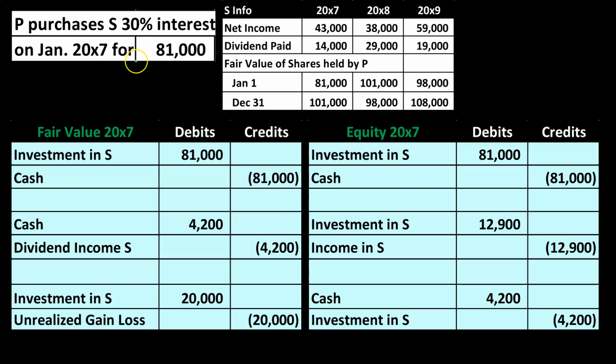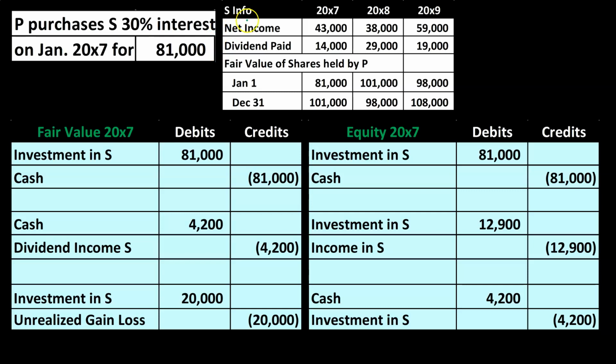So in this case, these items over here are going to be the journal entries related to 2000X7 for the fair value method. On the right are going to be the journal entries for 2000X7 related to the equity method. First, they're going to be purchasing for $81,000. That's going to be the first purchase.